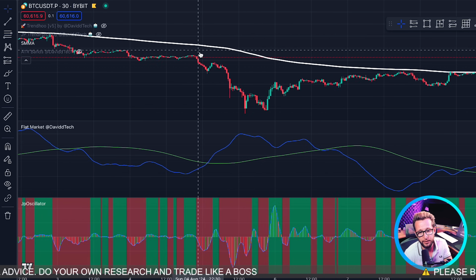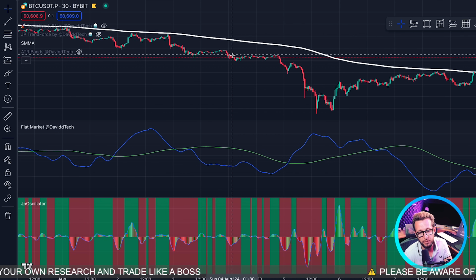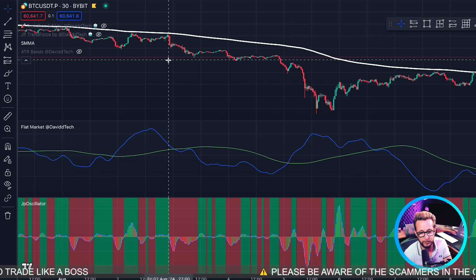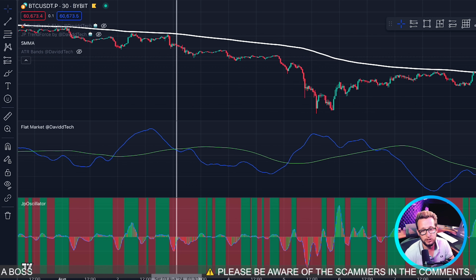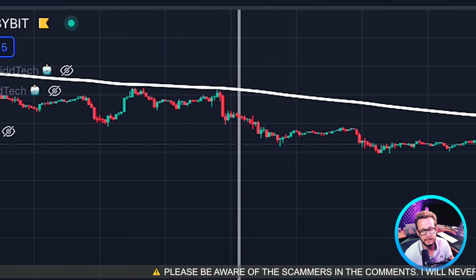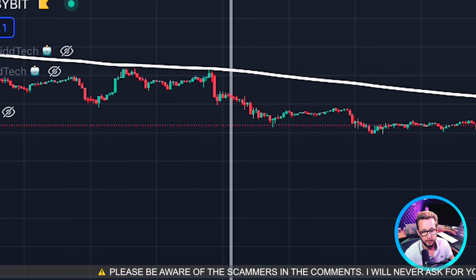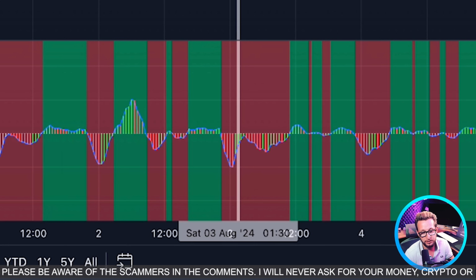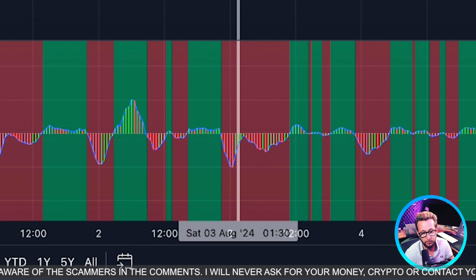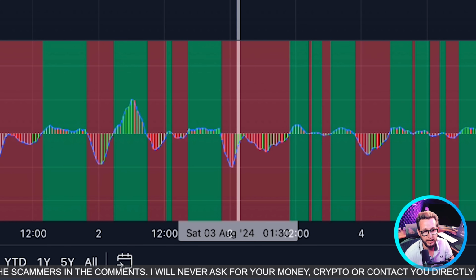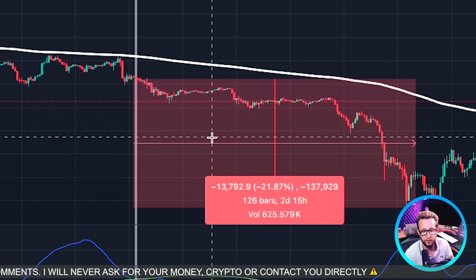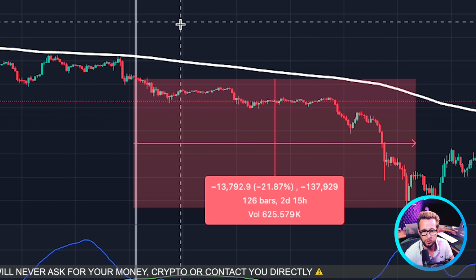I have a couple of other indicators we're going to be adding for our volume and volatility to confirm our entries. But let's have a look at a couple of entries here. For example, here, so this is a cherry-picked entry, but price is below the SMA. The flat market has crossed below the green line, and as you can see, the background is red on the JP oscillator, so that means we can take an entry just here. Entries look good, but we still have to add a volume indicator and also a stop loss indicator to take our entries.